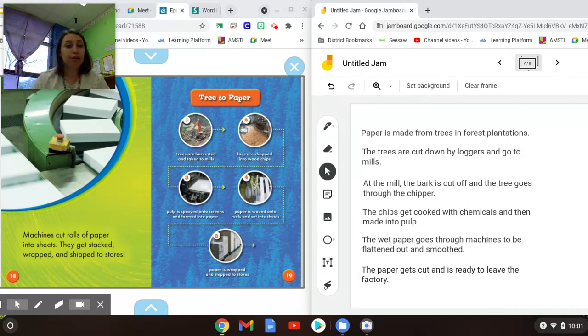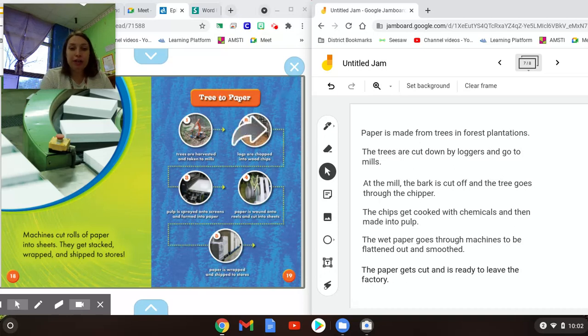So when we're talking about key details and when we're talking about sequence of events, there are some important things to remember. One, please make sure that you're going in order. Try to read the story and write as you go. That will help you remember important details. Do you think that I could have read this whole story and then remembered the key detail of the forest plantations? Maybe not. So it's important to take notes as we read, to think about the key details, and to think about the order that things are happening.